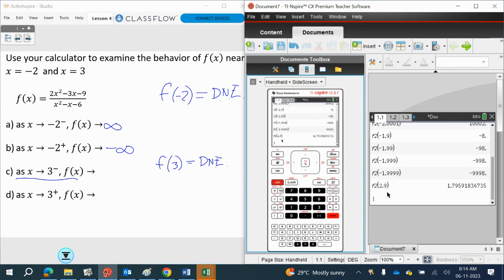Okay, so that's 1.79-ish. Okay, let's go a little closer. Let's go 2.99.